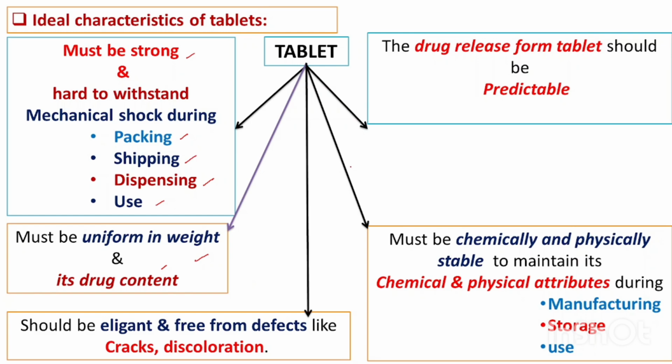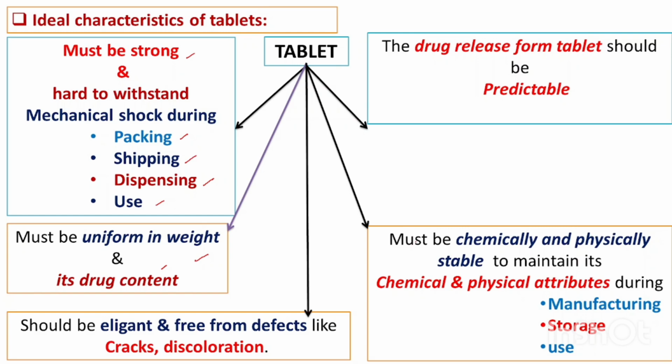After consumption, we can predict that the pharmacological action will occur within a certain time. So we are able to predict the drug release from the tablets. How can we predict? Because we know what type of disintegrants are used, in which time it will disintegrate, and in which media it will dissolve. So after a specific time we can assume that, okay, after consuming this tablet, within 3 to 4 hours we can get the proper pharmacological action, right?